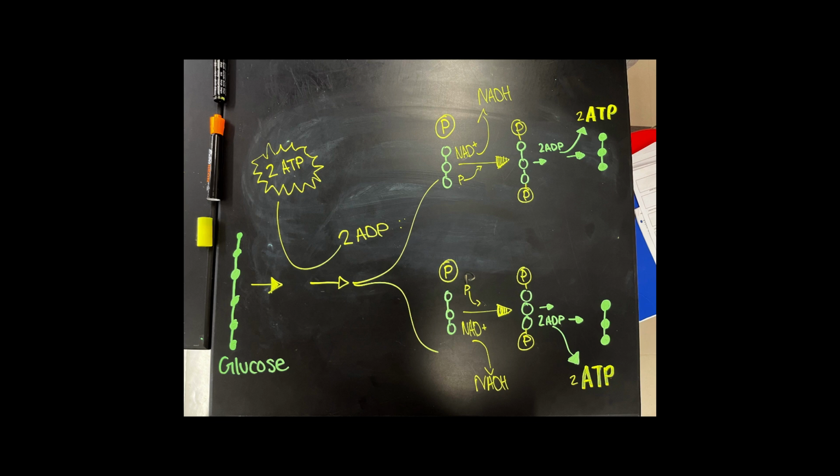Glycolysis is the first step of cellular respiration, where glucose is split into 2 molecules of pyruvate in the cytoplasm. This step also produces a net of 2 ATP and 2 NADH.